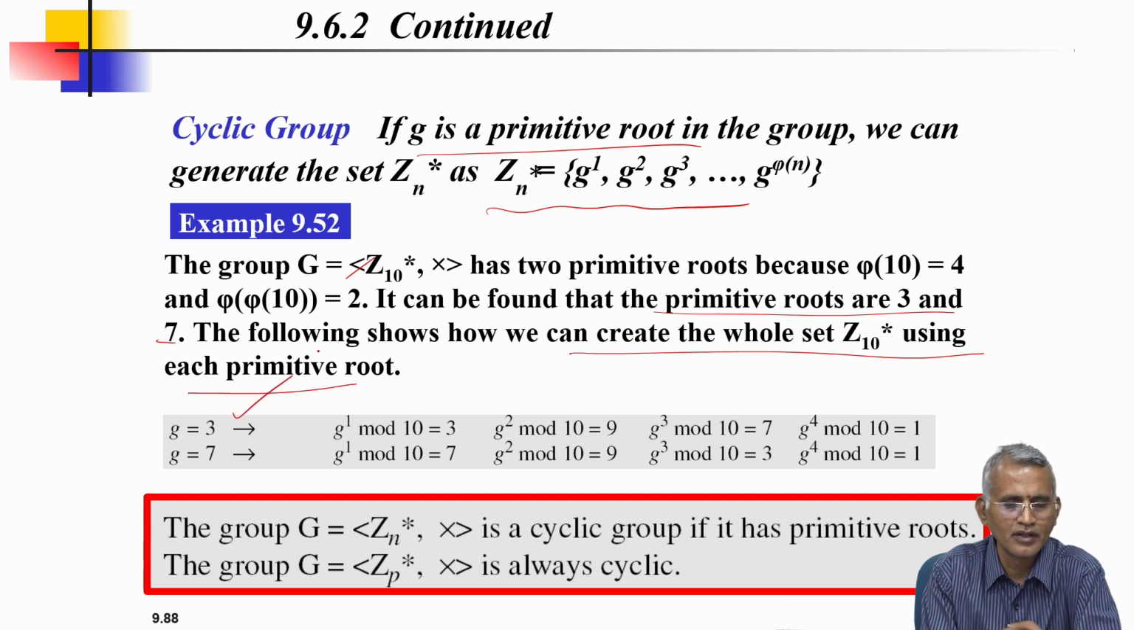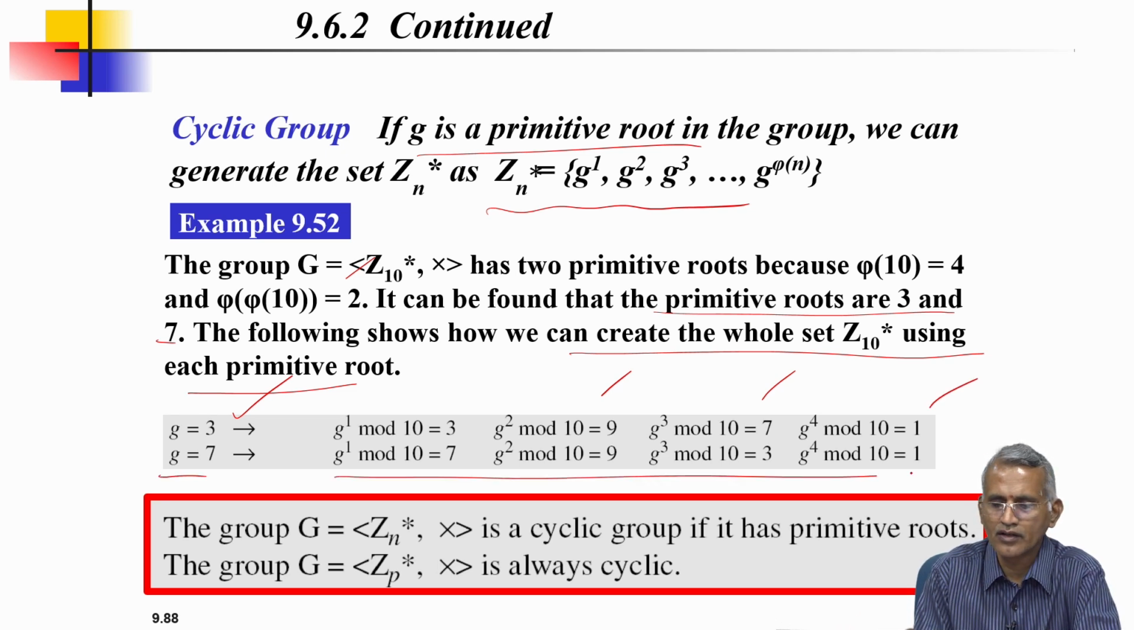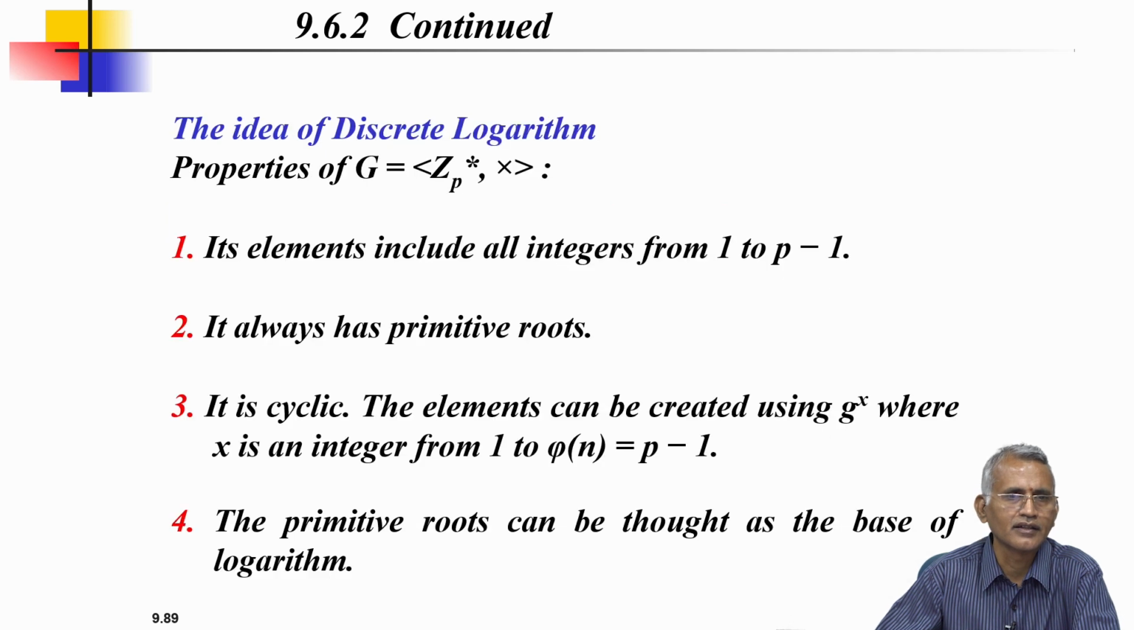They can be 3 and 7, and then we can create the whole integers modulo 10 using the primitive root. When g equals 3, g^1 under modulo 10 is 3, 3 squared under modulo 10 is 9, 3 cubed under modulo 10 is 7, and 3 to the power 4 under modulo 10 is 1. Similarly, for g equal to 7 we have to calculate, so that we have the order and a primitive root. In this way, if a group has a primitive root, it is cyclic. We will discuss this deeply in group theory.